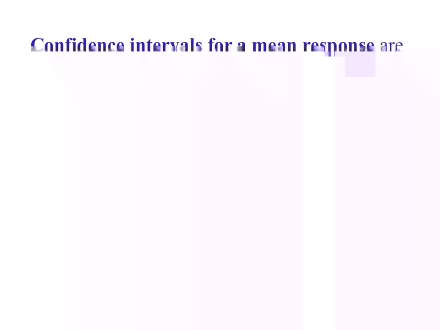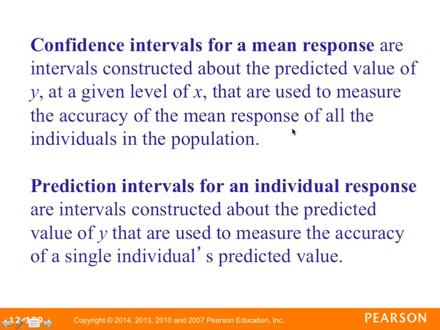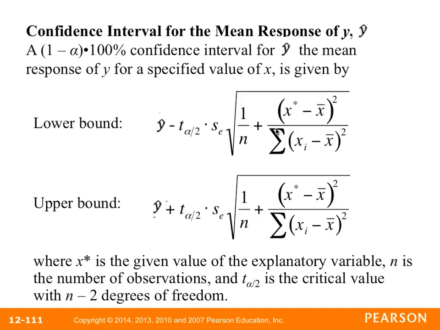Now, prediction intervals are slightly different. They're constructed around the predicted value of y, and they're used to measure the accuracy of a single individual's predicted value. So that's for one value, whereas the confidence interval for a mean response is for the mean. So let's do the confidence interval for the mean response first.